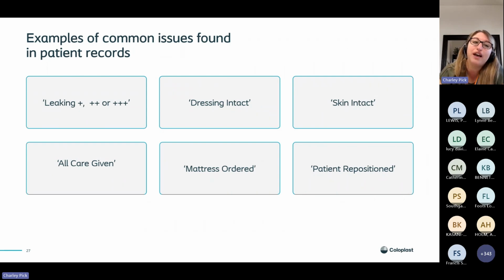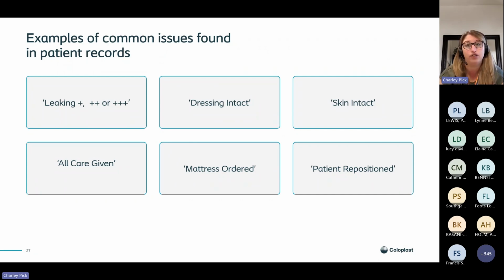Examples of common issues found in patients' records, and a huge bugbear of mine, but I will be honest, and it is terminology that I have used myself in the past: leaking plus, or plus plus plus. What does that actually mean? What does plus plus plus mean? Well, what it means for you might be different to what it means for me. It's very subjective, so make sure you write low, moderate, or high exudate, and that still can be very subjective, but also write what it is you're seeing with that exudate along with low, moderate, and high.